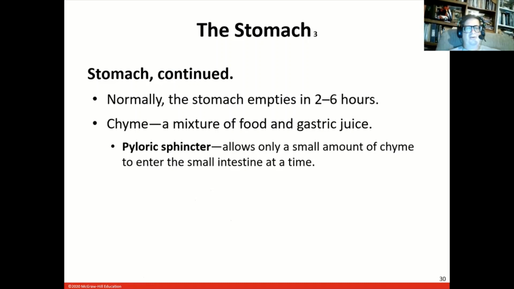Anything else here? No. The stomach empties in like 2 to 6 hours. We have a special name, just like when we were passing the food down the esophagus, the food mixed with saliva was a bolus. Well, the food mixed with stomach acid coming out of the stomach is chyme, C-H-Y-M-E, chyme. And this chyme has to pass through the pyloric sphincter. Like I already told you, it only passes a little bit through at a time.